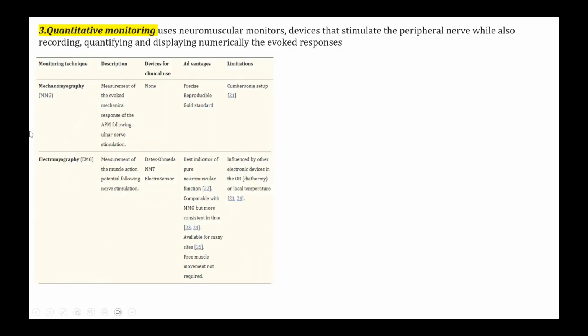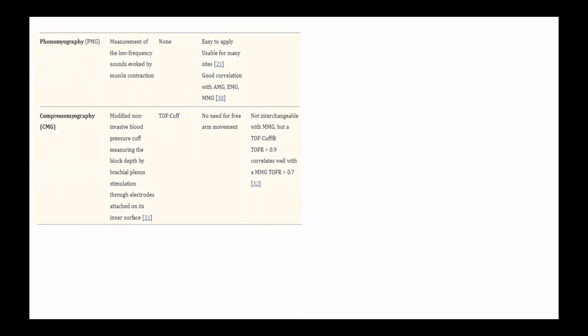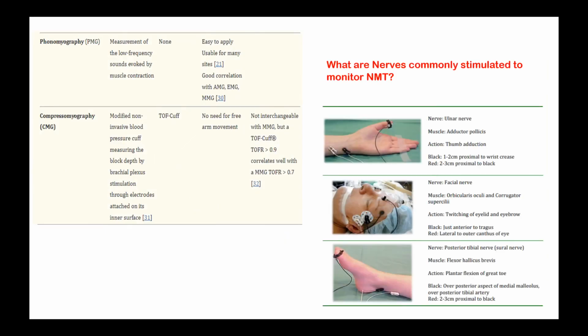And coming to the quantitative monitoring. What we saw earlier is the qualitative monitoring. The quantitative monitoring is divided into various types called mechanomyograph, electromyograph, accelerometer and kinemyograph. All these things are quantitative monitoring, so they measure the exact degree of motor transmission, and there is phonomyography, compressomyography. All these are various things which are used, and these are all the pictures of how you use them.